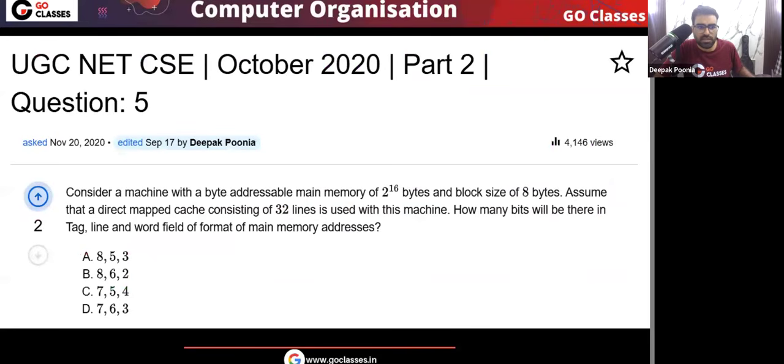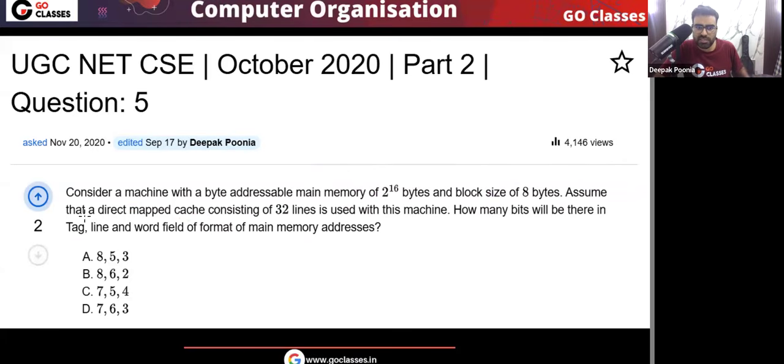Let's solve UGC NET 2020 question. Consider a machine with a byte addressable main memory of 2 power 16 bytes and block size 8 bytes. Assume there is a direct mapped cache consisting of 32 lines. How many bits will be there for tag, line, word field of main memory address?